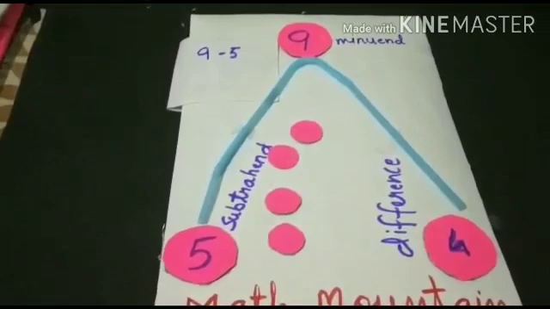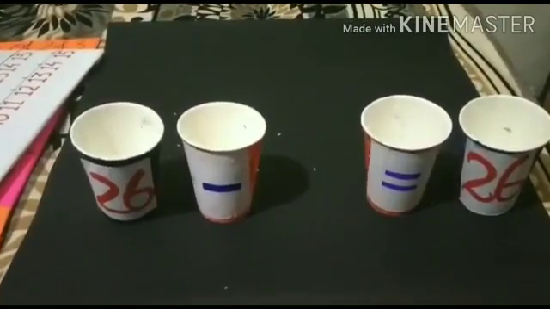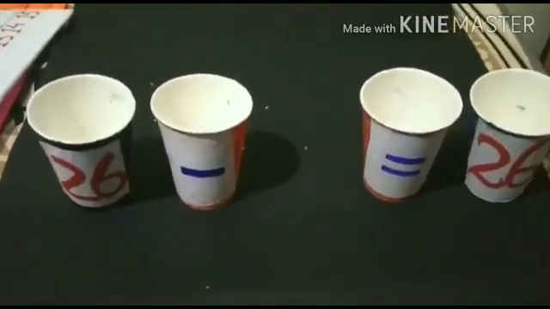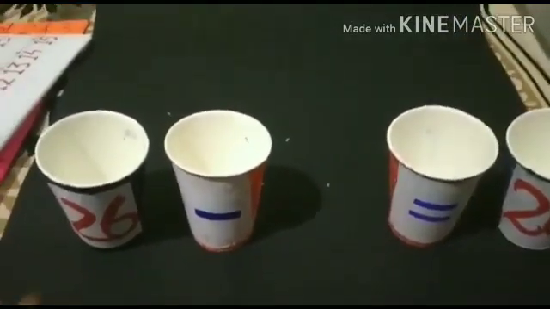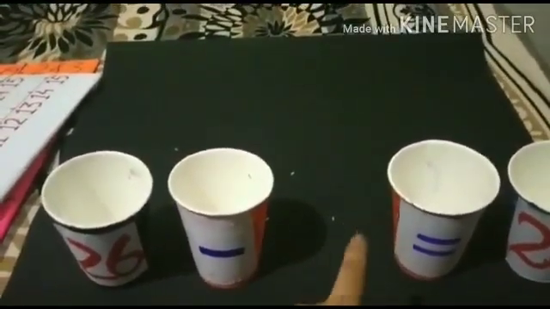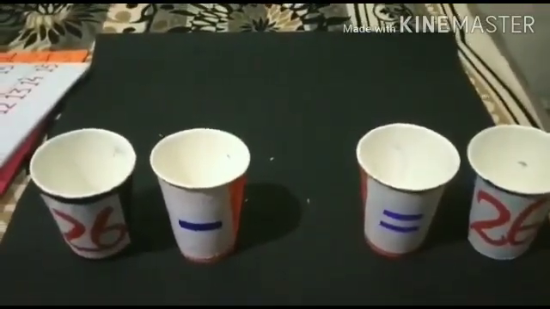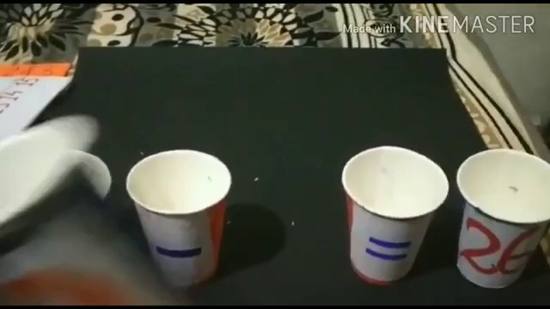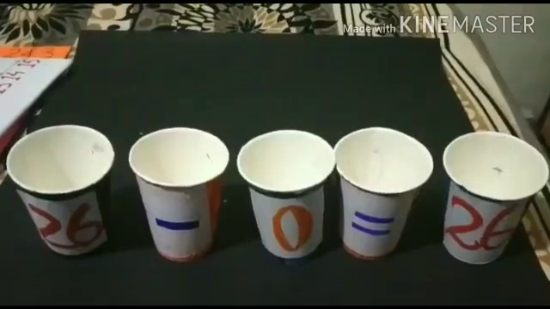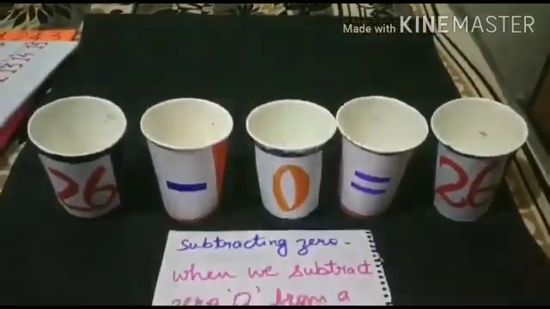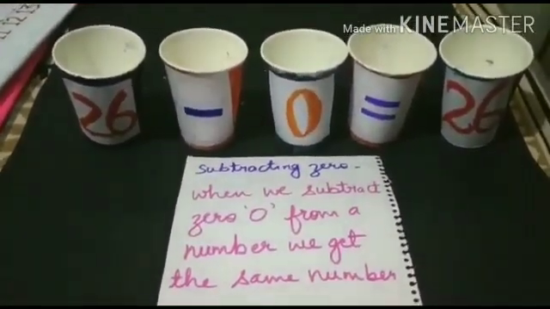Now we will move forward to the properties of subtraction. Here is the first example for the first property of subtraction. You can see this 26, from which we have to subtract, is the minuend. So what will be our subtrahend, or what number will we subtract to get the difference 26? Correct. We will subtract 0 to get the answer 26. This property is called subtracting 0. It says that when we subtract 0 from a number, we get the same number.